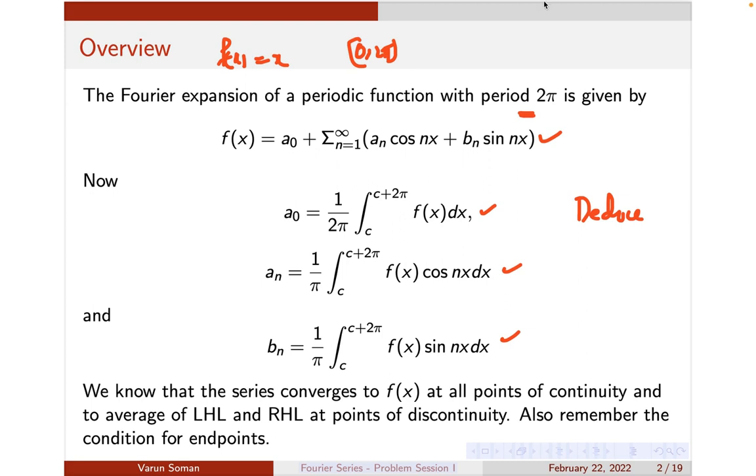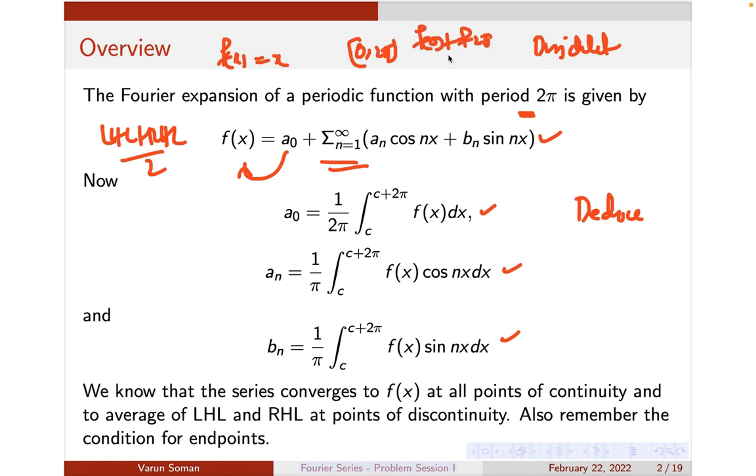And I had also discussed Dirichlet's condition. What does Dirichlet's condition say? It says that the Fourier series expansion would be equal to f of x at all points of continuity, and at all points of discontinuity the expansion would be equal to the average of LHL plus RHL. Average means LHL plus RHL by 2, and at the end points the value will simply be f of 0 plus f of 2 pi by 2, provided the interval is 0 to 2 pi. If it is minus pi to pi, it will be f of minus pi plus f of pi by 2. So this is the basic idea.